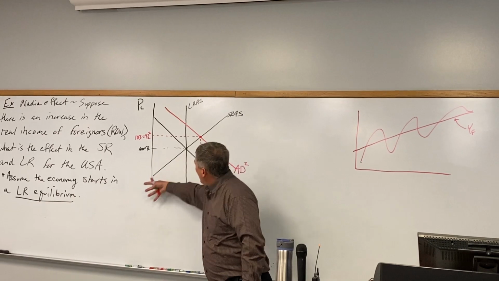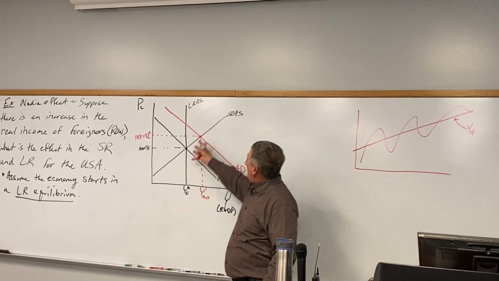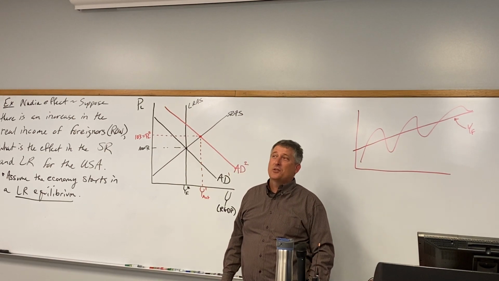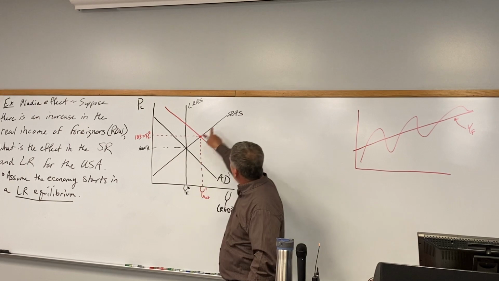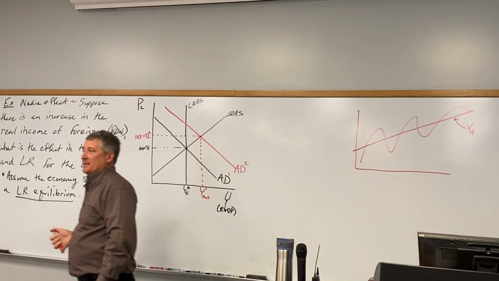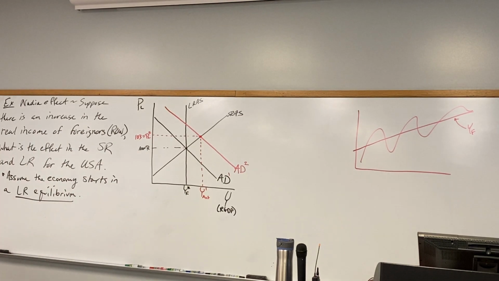How did that happen? Well, along the short run aggregate supply curve, what's being held constant? In the short run, what is being held constant? We just went over it. Look at that little graph, the last graph we just did. What is being held constant along the short run aggregate supply curve? How do we move along it?